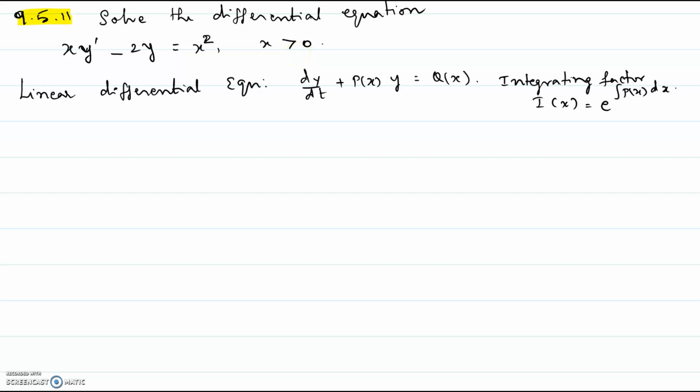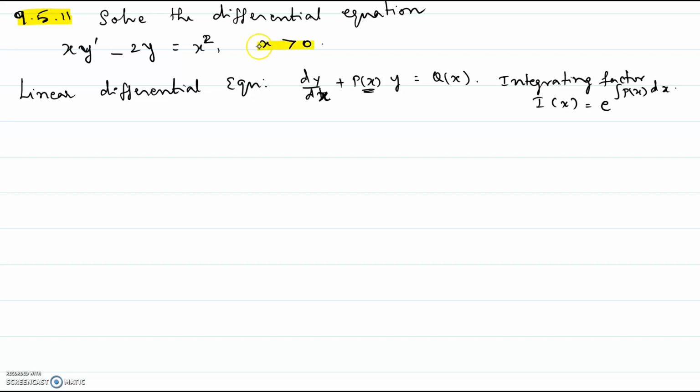So far you have seen two types of differential equation. One is separable equation, the other one is linear differential equation. Linear differential equation will be of this kind: dy by dx plus p of x y equal to q of x. And the integrating factor for this equation would be I of x, which is e to the integral p x dx. The integrating factor is the one that makes the left hand side of the differential equation a perfect differential. So we'll figure this out.